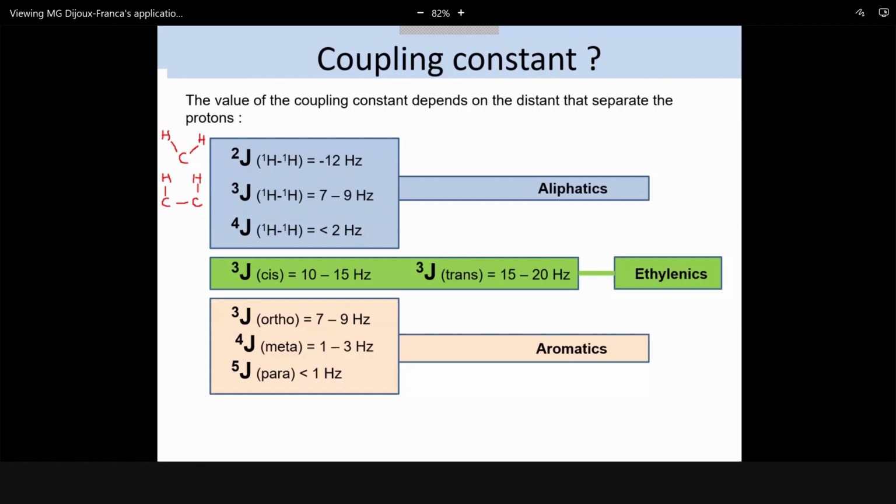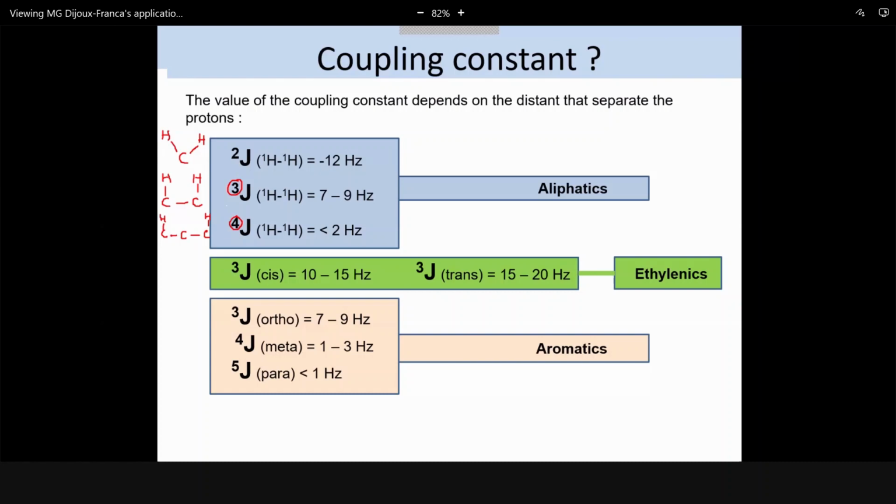So the protons are separated by three chemical bonds. 1, 2, 3. That's why we use 3 here. J4 means that I have, for example, something like that, and I have one proton here and the other one is here. 1, 2, 3, 4 chemical bonds separating each proton. So as you could see, here they are close, here a little bit far away, and here far away.